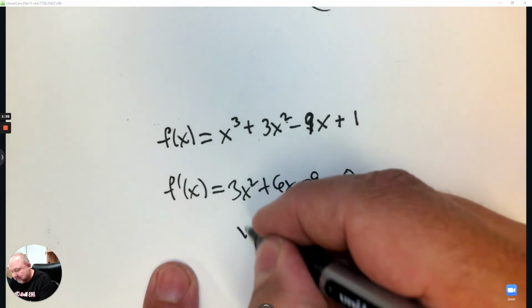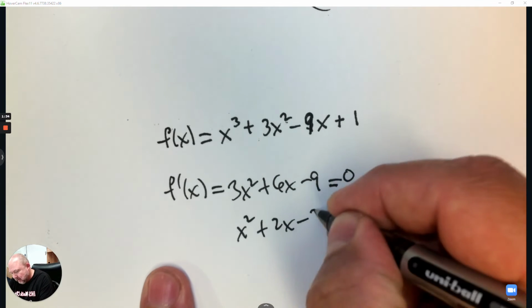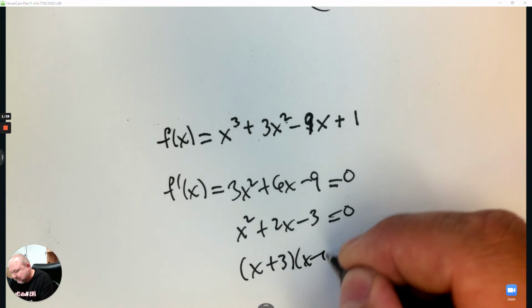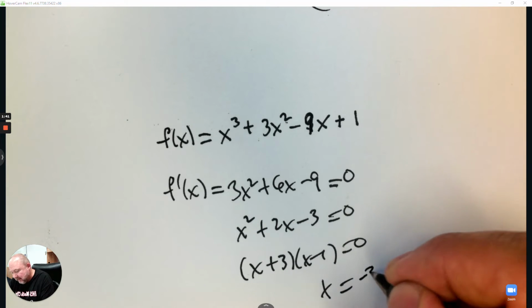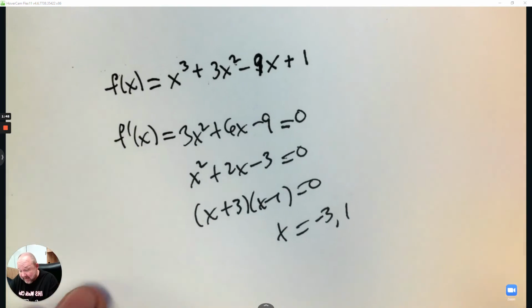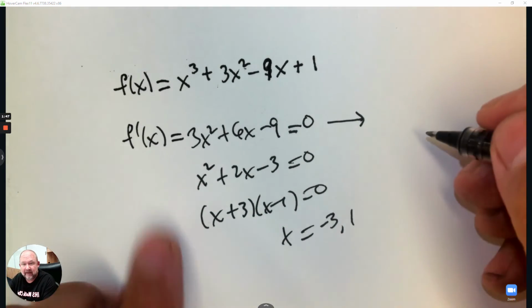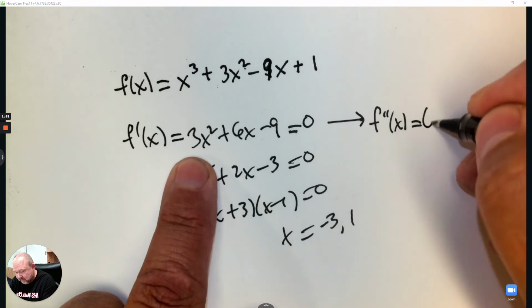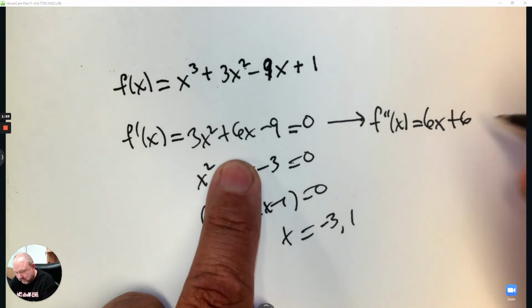So I'm going to divide everything by 3. I hope this works out. I'm going to factor it. I hope this works out. And then solve it. So I get two critical numbers at negative 3 and 1. Now, instead of drawing a number line, I'm going to do the second derivative. That's 6x. That's 6. That's 0.